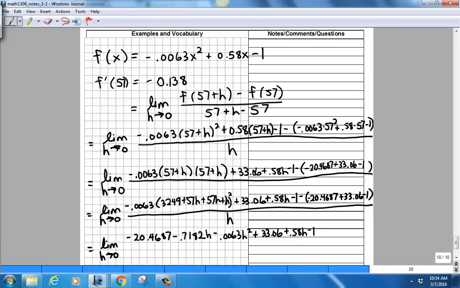And now I'm going to distribute that minus sign through the parentheses here. So I get plus 20.4687 minus 33.06, and then plus 1. Finally, at the end, plus 1. So don't forget to distribute this minus sign now, so all the signs inside the parentheses will change. Okay, so that negative 20 becomes a plus 20, that plus 33 becomes a minus 33, that minus 1 becomes a plus 1.